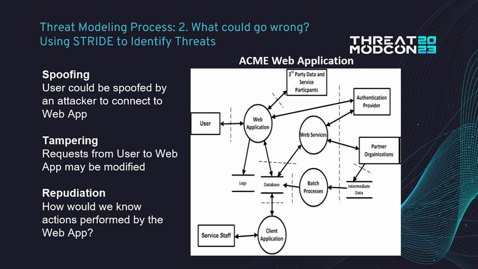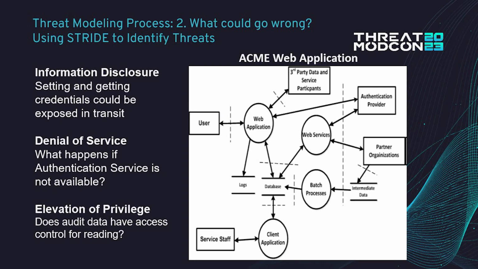And it's not comprehensive. We're not going to do every single threat, but just a few that you can think about in the next exercise. In this case, spoofing: a user could be spoofed by an attacker to connect to the web app. Tampering: requests from a user to the web app may be modified. Repudiation: how do we know actions are performed by the web app? For example, logging or lack thereof. Information disclosure: setting and getting credentials could be exposed. Denial of service: what happens if that authentication service is not available?